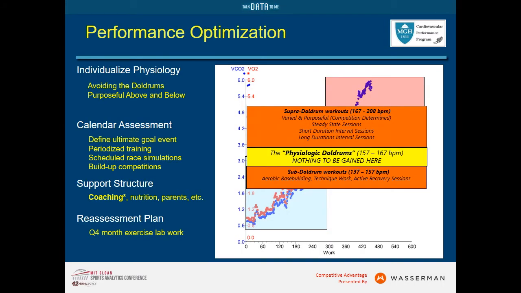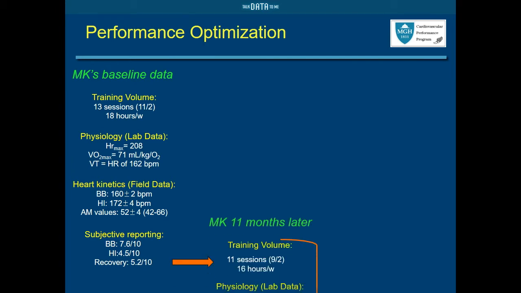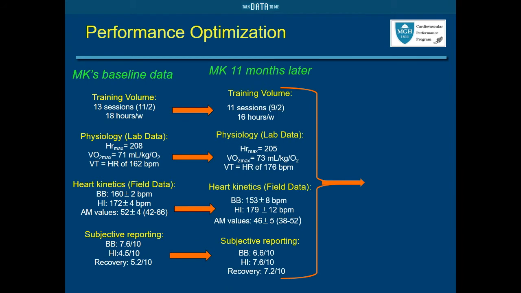And in MK's situation, we decided it made sense for him to return to the exercise physiology lab every 4 months for reassessment. So again, what did our program do for this young man? Here are his baseline values. I've showed you all of this. And on his third reassessment, which happened to be, I think, 11 months later, this is where he ends up. So what's interesting is that he's actually decreased the amount of training he's doing, fewer sessions per week, fewer hours.